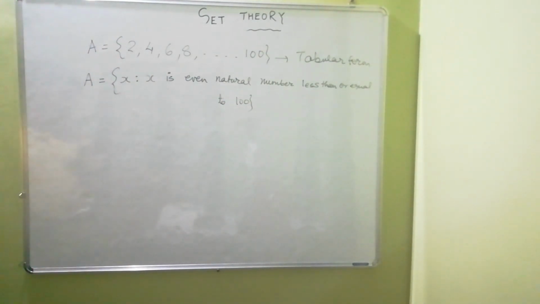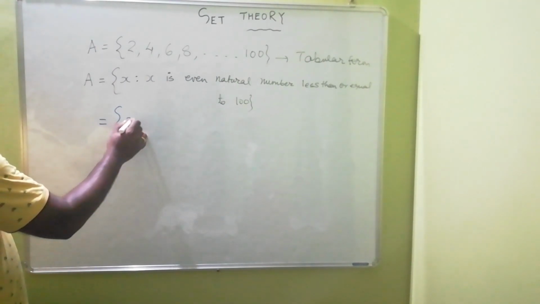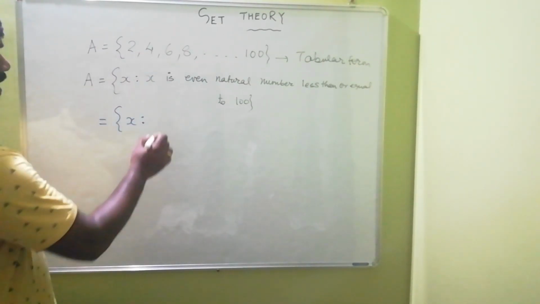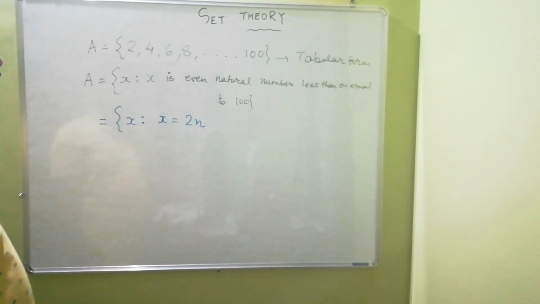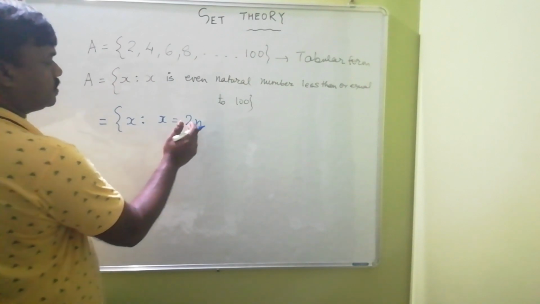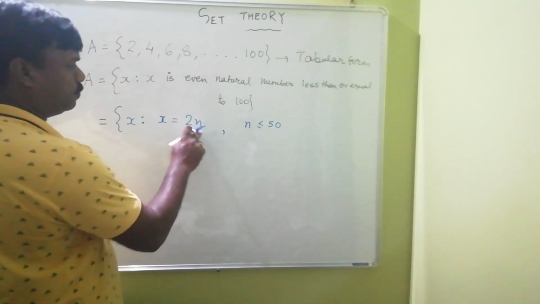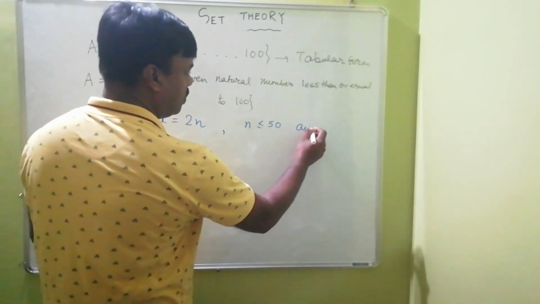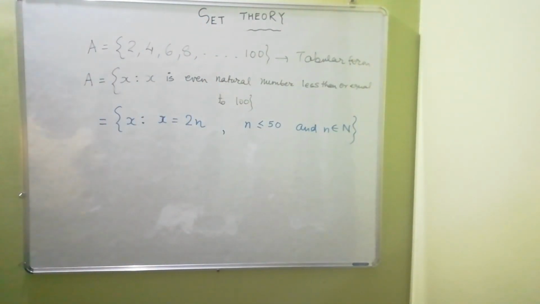This is also correct. I can also write like set of all x such that ये even है, even क्या करेंगे, x equals to 2n. आप ऐसे भी लिख सकते हैं, x equals to 2n, 2 times of n. अब n क्या है उसमें, n smaller equal 50, 2 into 50 100 होगा, and n belongs to natural numbers. आप ऐसे भी लिख सकते हैं. So there are different ways of writing the same set using the set builder form.